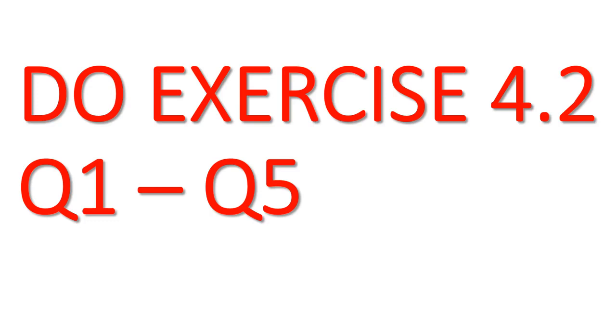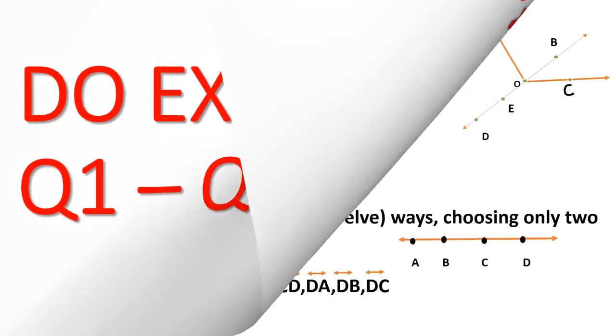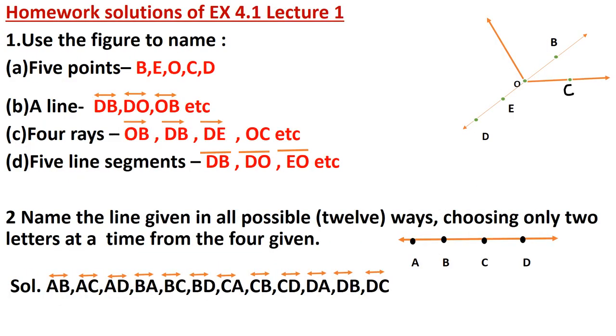Let me give you one more example. DE, EA. DE and EA is one more pair of adjacent sides, because in DE and EA, the E vertex is common. Clear?